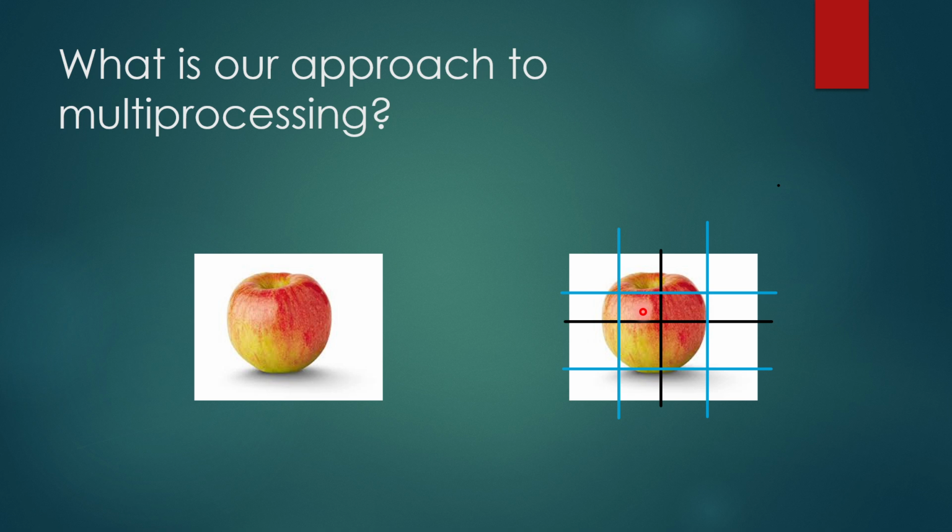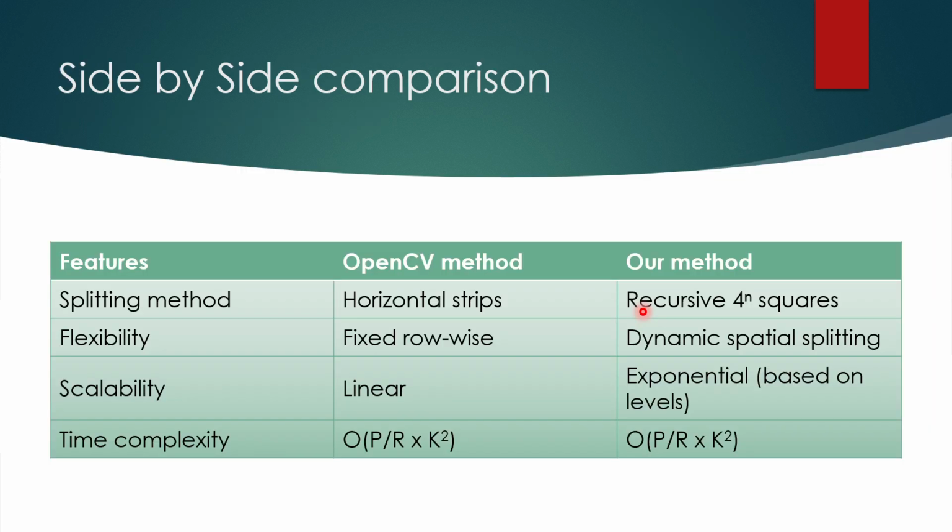And that is how we're trying to process our image compared to OpenCV's traditional method. So here's a side-by-side comparison. The splitting method is basically OpenCV's horizontal strips. Our method is to use recursive 4 to the power of n squares, with n being our recursive level. For flexibility, OpenCV is only row-wise. That means they could only have X amount of rows for the length of the image. However, ours is dynamic in the sense that we're not limited to the rows, but rather the entire image.